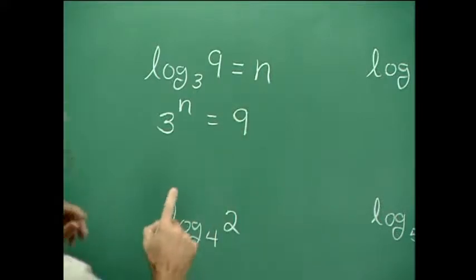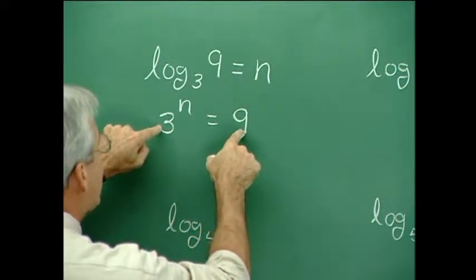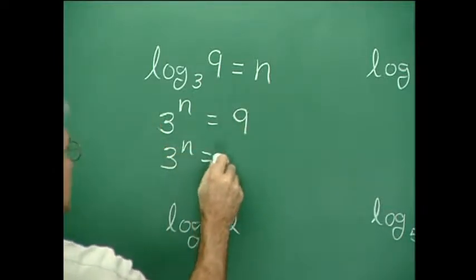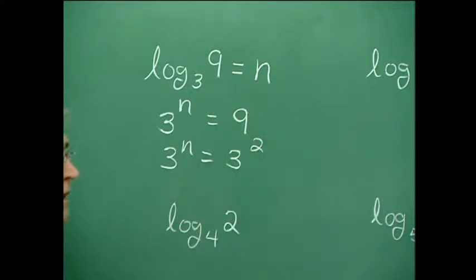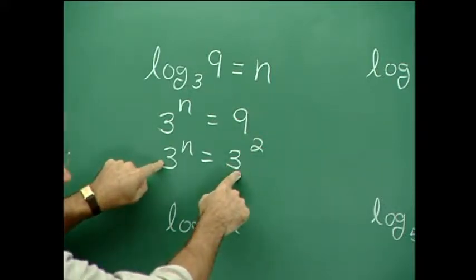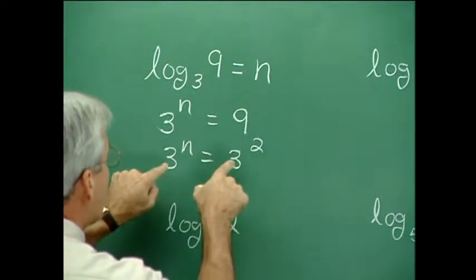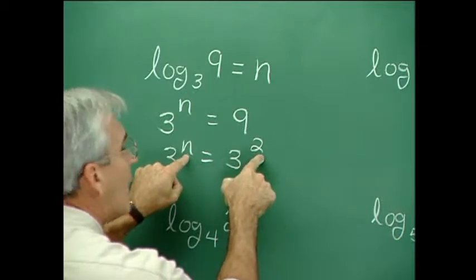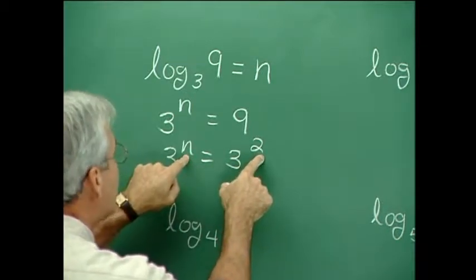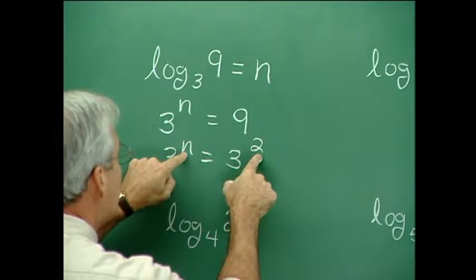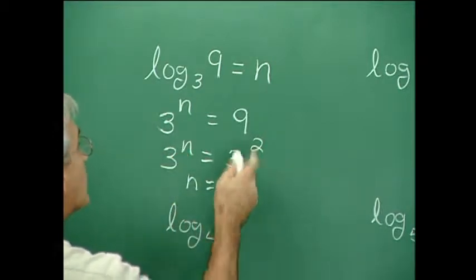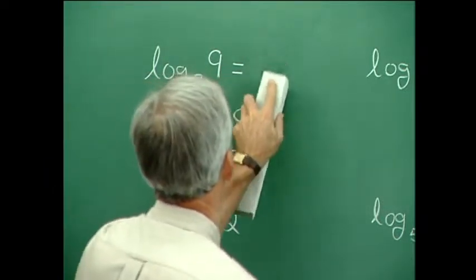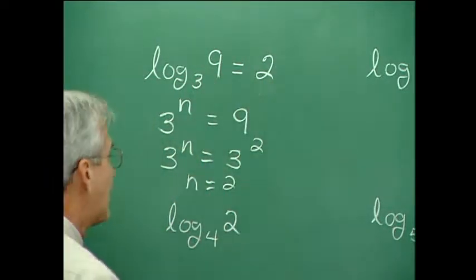And now the trick is to cause the bases on both sides to be alike. We can write 9 as 3 squared. Now, when in an equation the bases are alike, we can set the exponents equal to one another. We jump into the exponential world by using that technique. So bases are alike, n then is equal to 2. And if n is 2, this n is replaced with 2. So we can even go up here and say this is equal to 2.